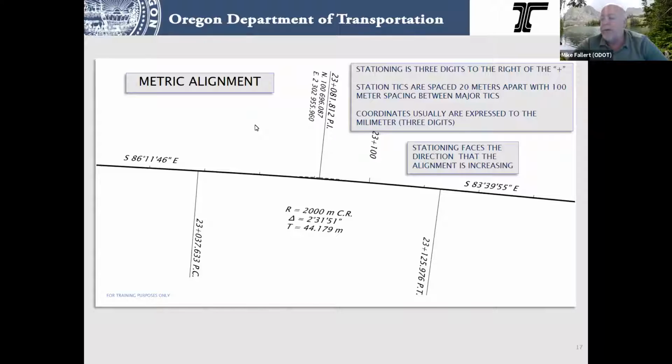So there are metric ODOT maps out there, and they just have to be converted. So it's one of the things we have to do, but they're still just as useful. It just has different units of measure.